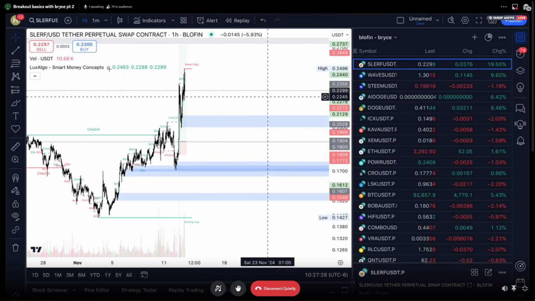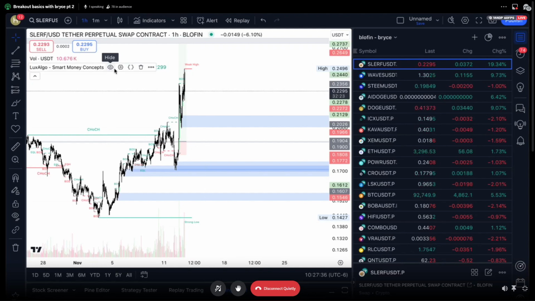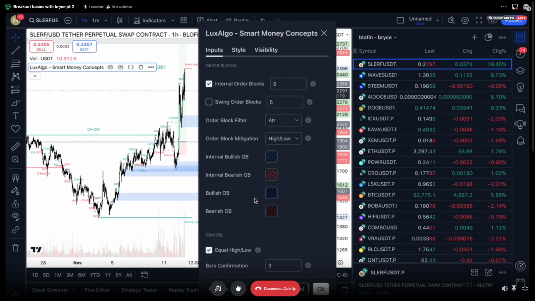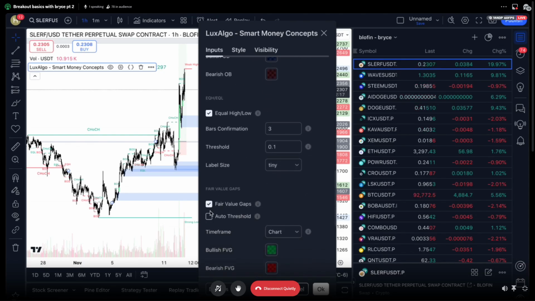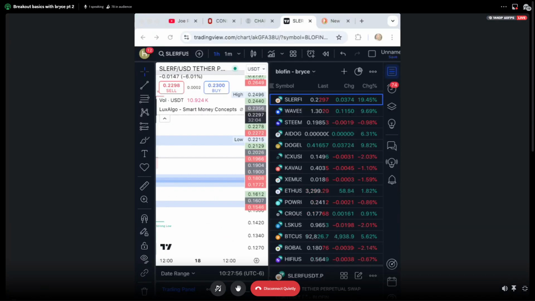Indicator settings. Yes, I can go over indicator settings. Yep. So indicator settings. All I did was turn fair value gaps on. That's it. Okay, gonna pause back for a second. Wait for any more questions. What's the name of the indicator? It is Smart Money Concepts by Lux Algo.